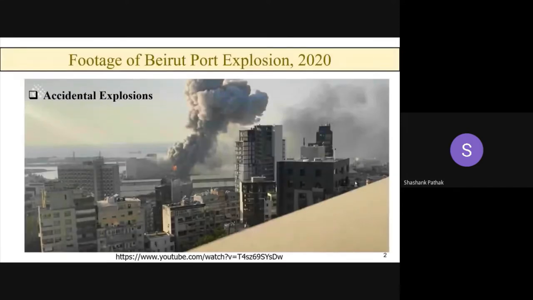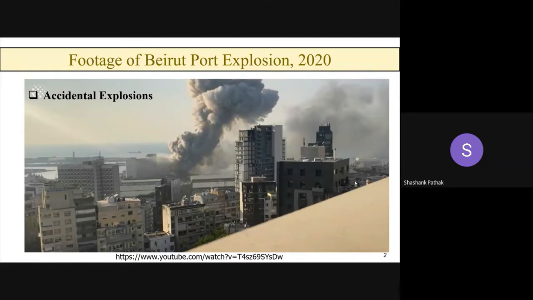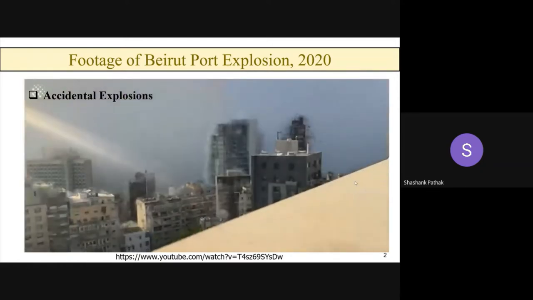So this is a small footage. See the kind of damage that explosions can do. All of us are aware of that, although we have not faced it first hand, but we can see several videos of accidental explosions and other kinds of damage that have happened in the past. So this was the example of the explosion that happened in Beirut in 2020.